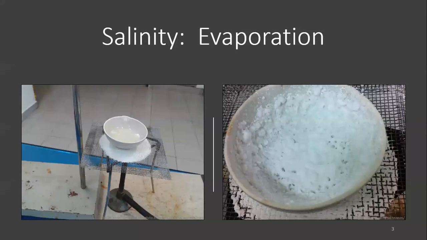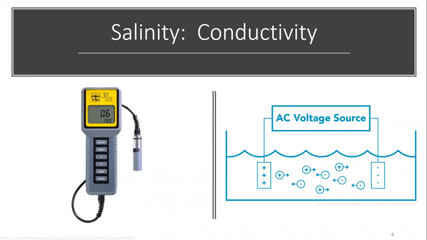Evaporation. Historically, to determine the salinity of seawater, a sample was heated to evaporate the water and the residue was weighed. The weight of the residue was then used to calculate the salinity. Now, a relatively fast, easy, and accurate method of measuring salinity is using a conductivity meter.